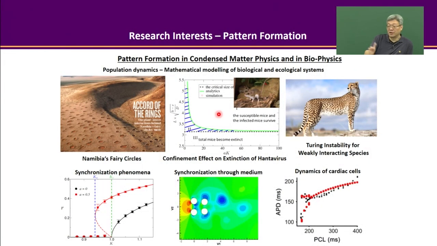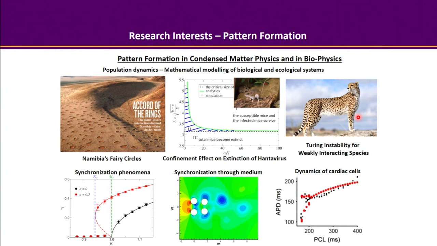We also started working on population dynamics. In our recent work, for example, we talk about how the confinement effect affects hantavirus spreading. Here we're talking about how the survival and extinction criteria change as you confine species in a certain environment. Also, a very standard topic in the pattern formation field is the Turing instability. So we also ask what if the species have this sort of interaction, would that cause the pattern or its characteristics to change? We work on several topics, so I'm not going to go through all of them, but we also work on cardiac dynamics recently. Basically, we are just interested in the pattern formation side of all these biophysics projects.